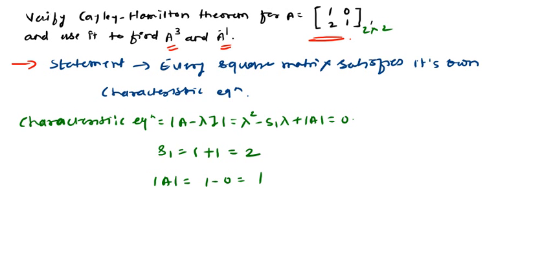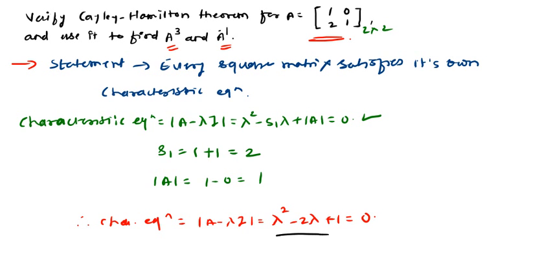Okay, so put those values into this characteristic equation. So what we will get? We will get, therefore the characteristic equation, that is determinant A minus lambda I, will be lambda square minus S1 lambda plus determinant equal to 0. Okay, so this is what? This is our characteristic equation.